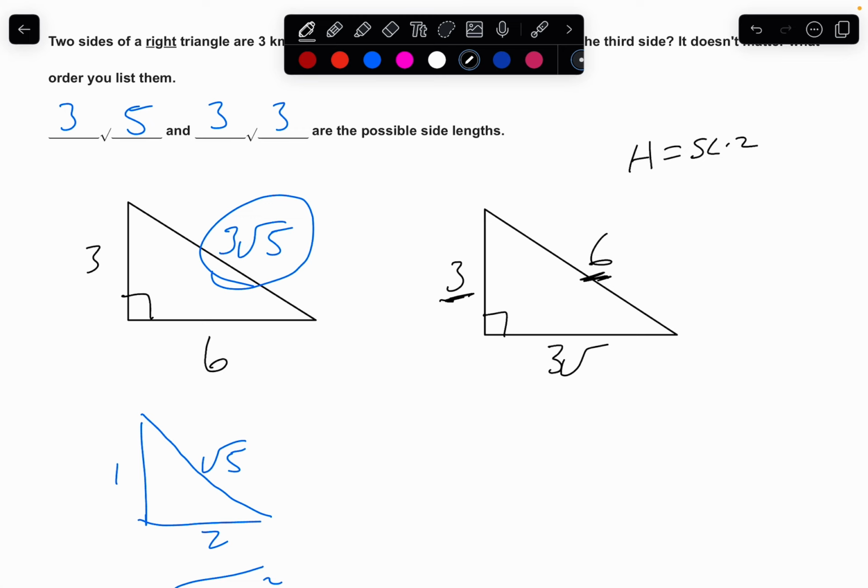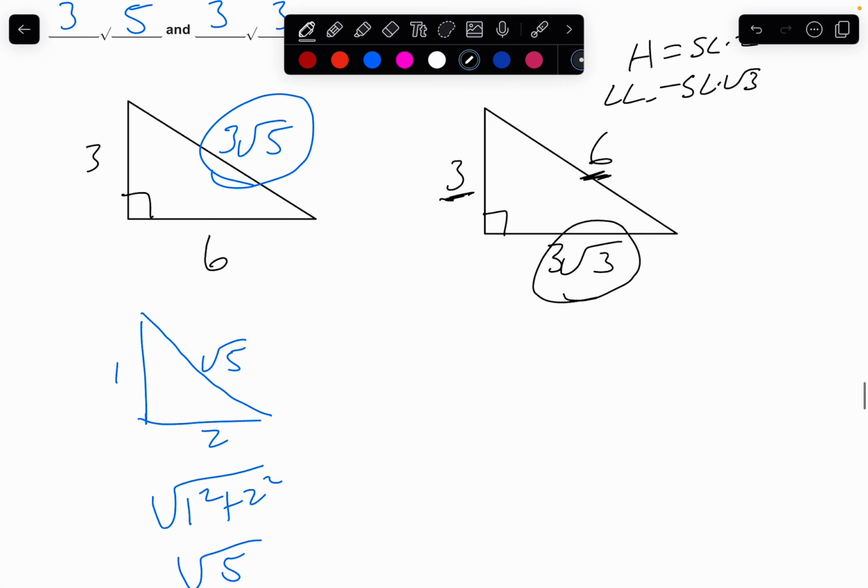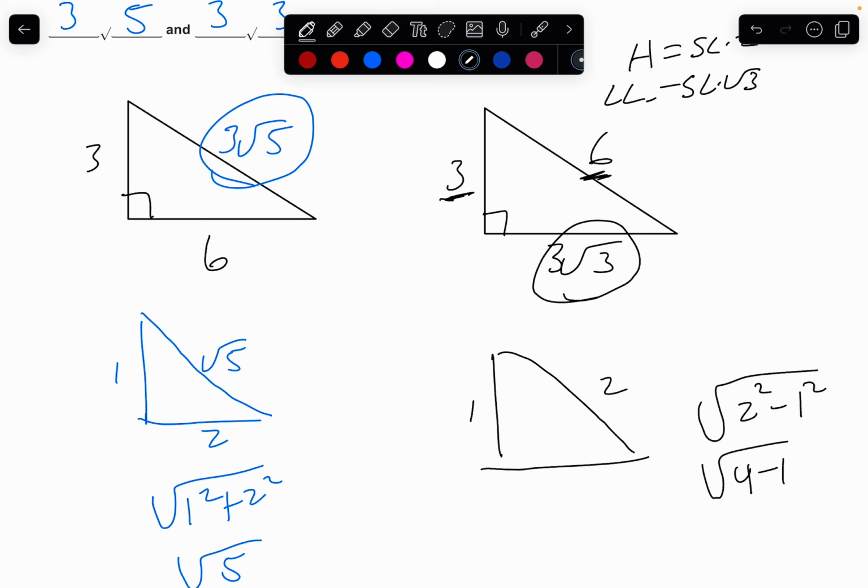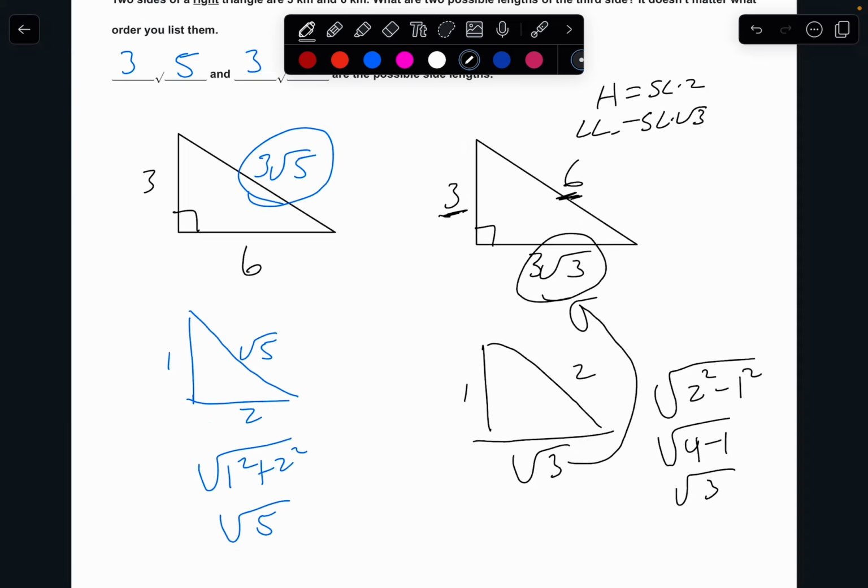So I know this is going to be 3 root 3. I know it's a 30, 60, 90. I know I need to do the short leg times root 3 to get the long leg. But if you didn't see that, could you divide by 3, get 1, divide by 3, get 2? Do Pythagorean theorem, but this time you would subtract. You know the hypotenuse, you have to subtract. 4 minus 1 is root 3, but you have to multiply the 3 back in.